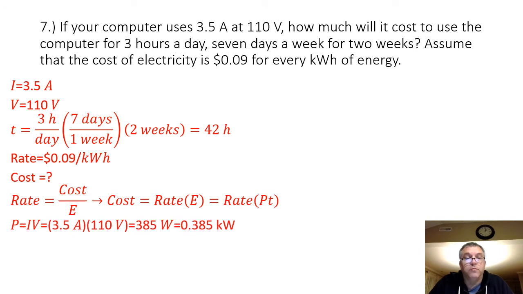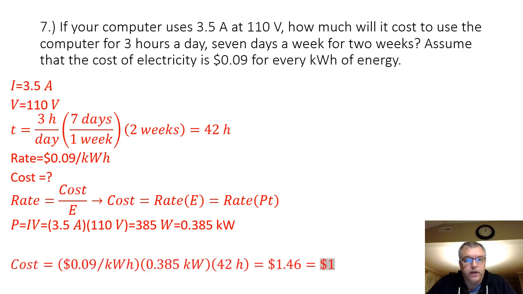So if I multiply the 3.5 amps times 110 volts, I'm going to get 385 watts, which I need to convert to kilowatts. So that's going to be 0.385 kilowatts. Now I have all of my known values. I can plug them into the equation to calculate the cost.